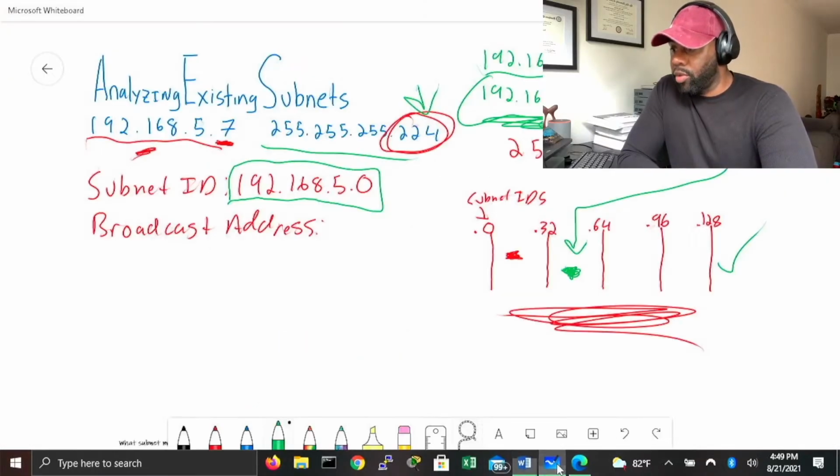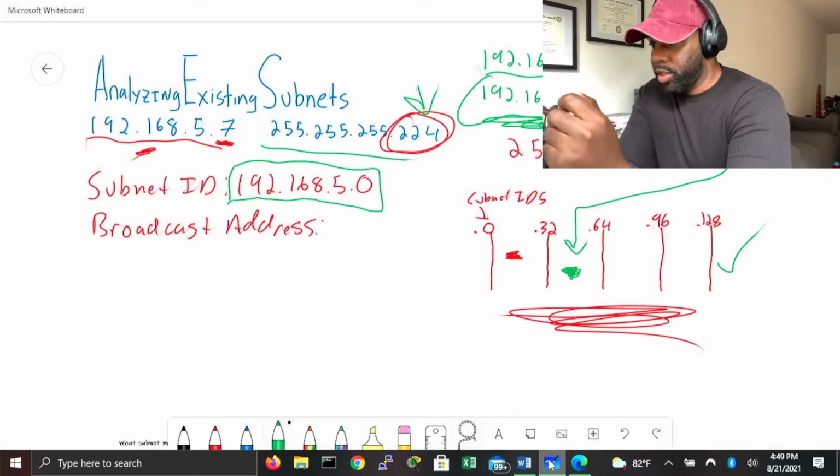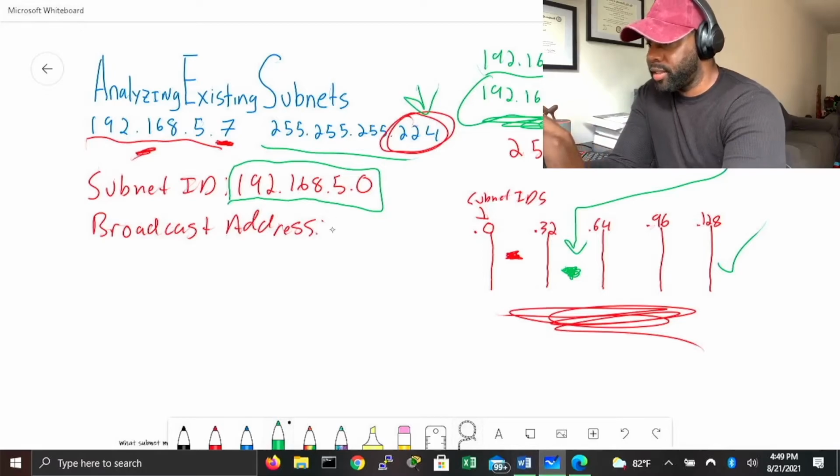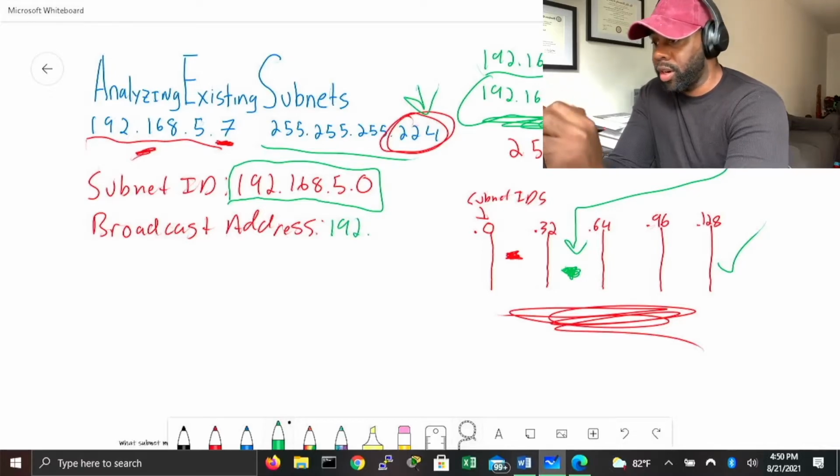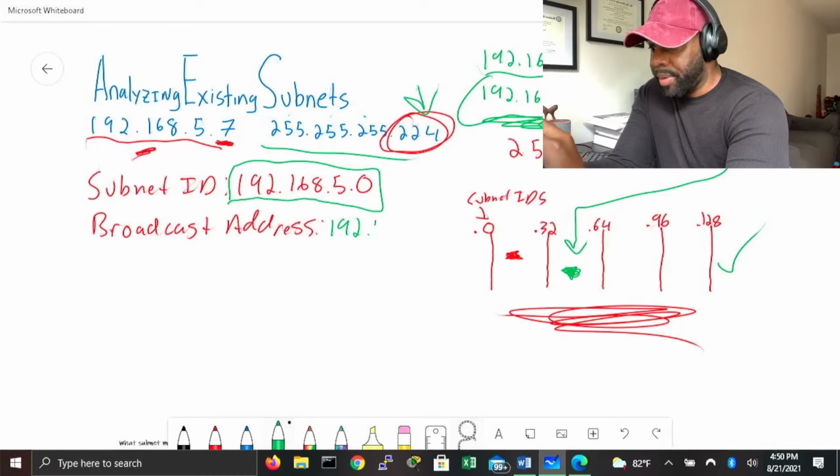So let's go over that real quick. Let's just copy this over. Once again, it's 192, because we're copying it over, because we see a 255 in the first octet, 255 in the second octet, and 255 in the third octet. So we're just going to simply copy that over.